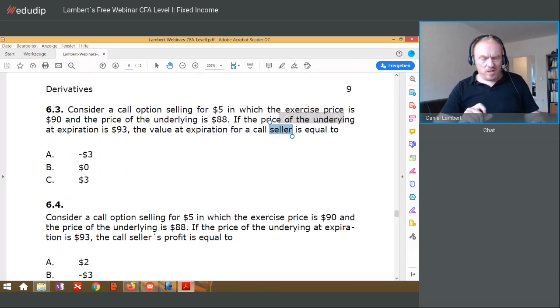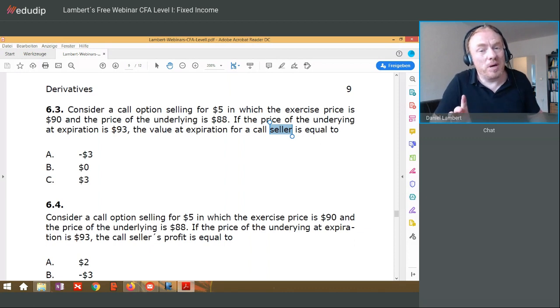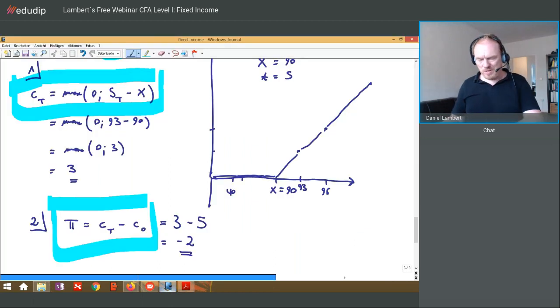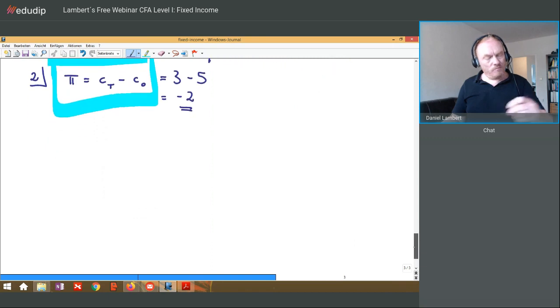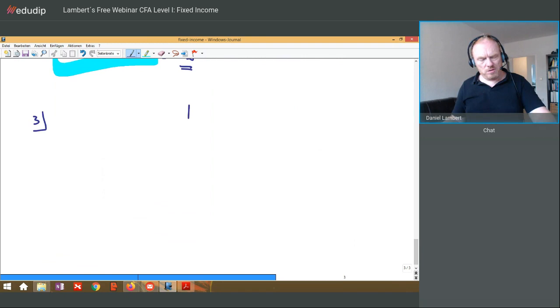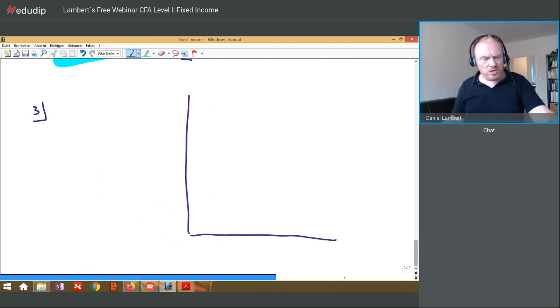Question number 3. If the price at expiration is said to be 93, what would the call buyer do? We're looking at the call seller, but the call seller has to look at what the call buyer does. So again, maybe let's just draw the situation.